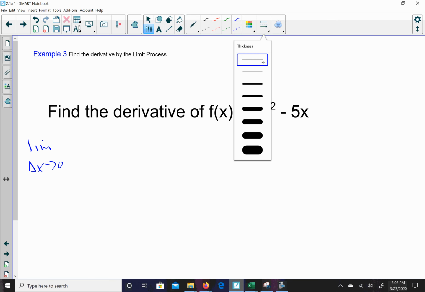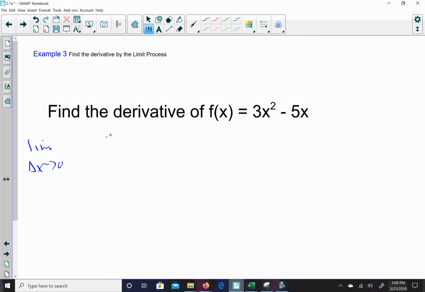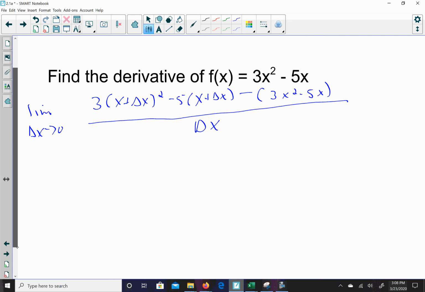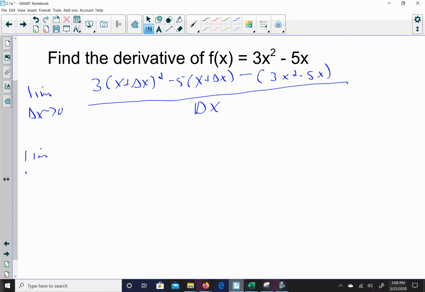So here I go. I'm going to do 3, and in place of x, I'm writing x plus delta x, squared, minus 5. In place of x, I'm writing x plus delta x. And then I'm going to subtract the function, which is what I started off with, making sure that I put it in parentheses so I can distribute that negative sign. And this is going to go all over delta x. Now, I'm going to write the limit as delta x approaches 0 because I don't want to forget that step. That's a crucial step that's changing it from the slope of a secant line to the slope of a tangent line. That is a pretty important step, so I want to keep on writing it so I don't forget about that.